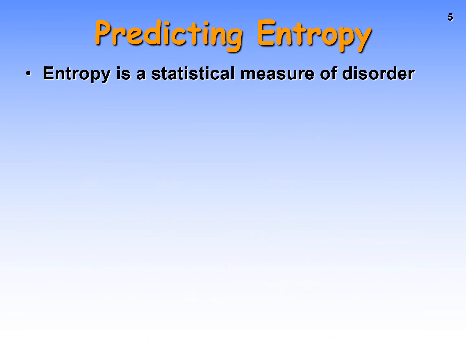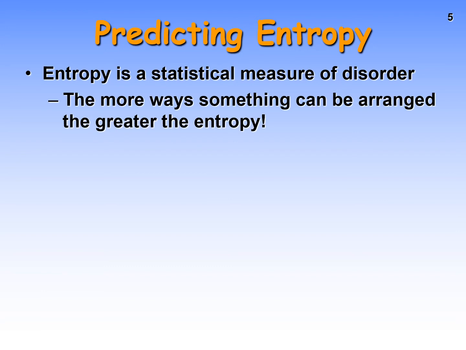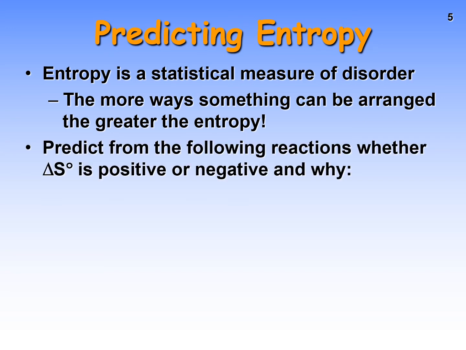So again, entropy is a statistical measure of disorder. The more ways something can be arranged, the greater the entropy. So let's predict the delta S naught values, whether they're positive or negative, for the following reactions. We don't actually need the values in order to calculate that. We don't have to calculate this to know, typically. Sometimes we do. Otherwise, we don't.